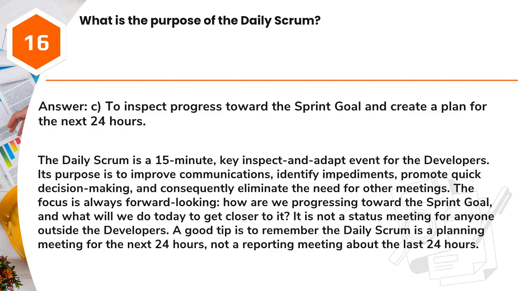The daily Scrum is a 15-minute, key inspect and adapt event for the developers. Its purpose is to improve communications, identify impediments, promote quick decision-making, and consequently eliminate the need for other meetings. The focus is always forward-looking: how are we progressing toward the sprint goal, and what will we do today to get closer to it? It is not a status meeting for anyone outside the developers. A good tip is to remember the daily Scrum is a planning meeting for the next 24 hours, not a reporting meeting about the last 24 hours.